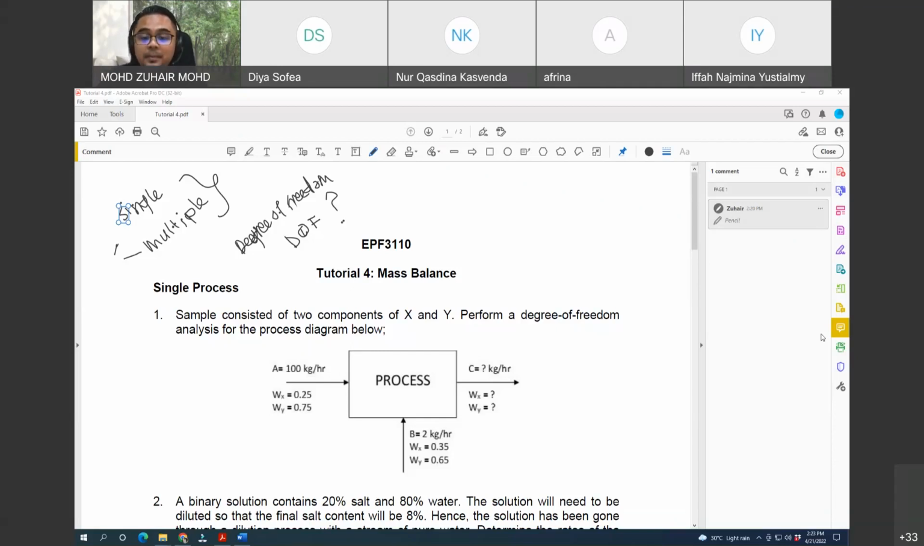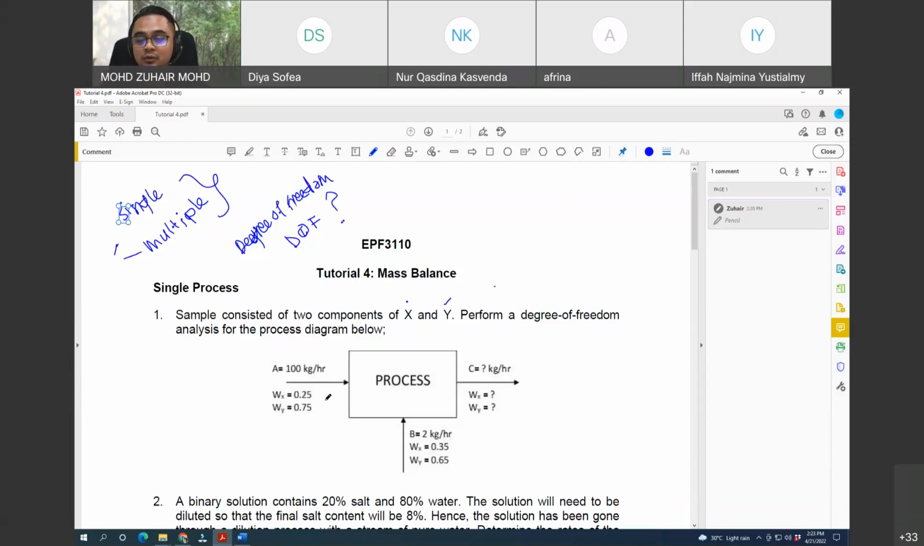kind of problem. Okay, so we start with the first question for the single process because I keep highlighting degree of freedom analysis. So the first question is about the degree of freedom analysis. Okay. So sample consisted of two components, X and Y. Okay. Perform a degree of freedom analysis for the process diagram below.